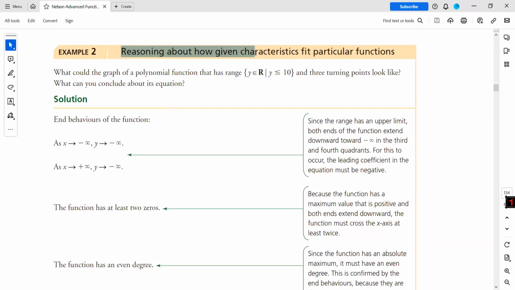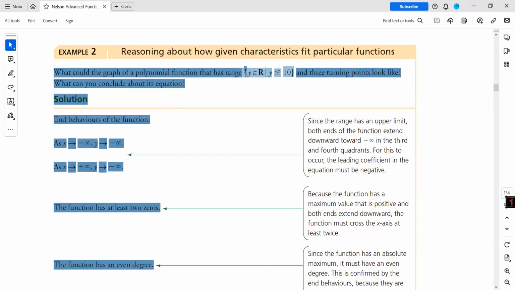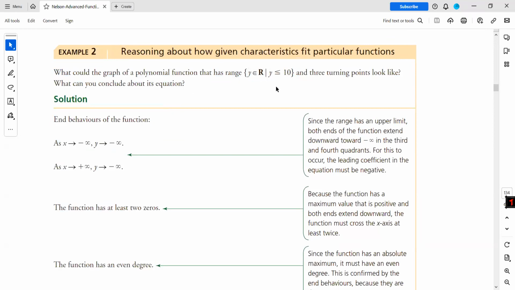So reasoning about how given characteristics fit particular function. What could the graph of a polynomial function that has range y less or equal to 10 and 3 turning points look like? What can you conclude about its equation?